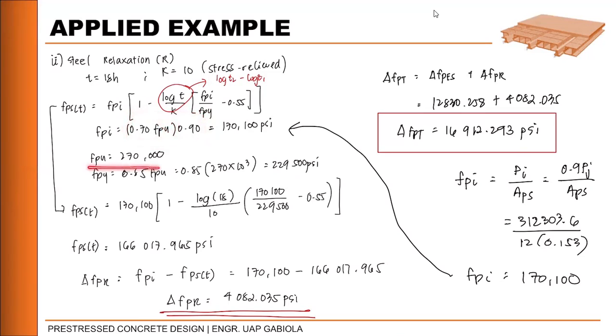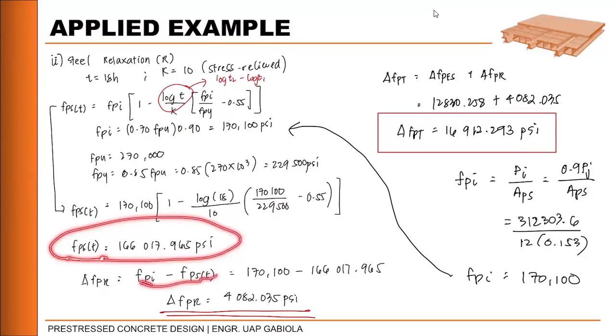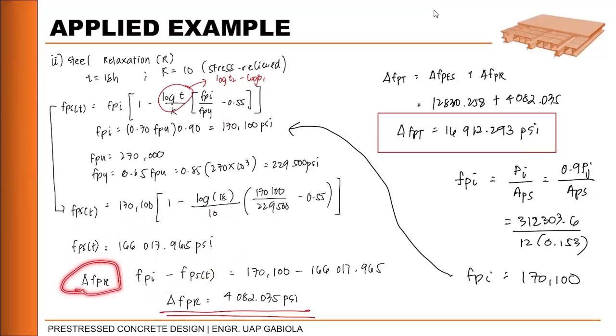We have FPU, given na yan, and then substitute na tayo, FPY, ayan, nakuha natin yung value ng FPY. So substitute natin mga values. Pan-calculating, nakuha tayong value na predicted value ng stress doon sa steel. So ima-minus natin yun doon sa initial. Then yung change niya o yung difference ng dalawa will be equal doon sa nangyari na loss dun sa ating steel due to relaxation. Okay? Na nakuha natin as 4,082.035.